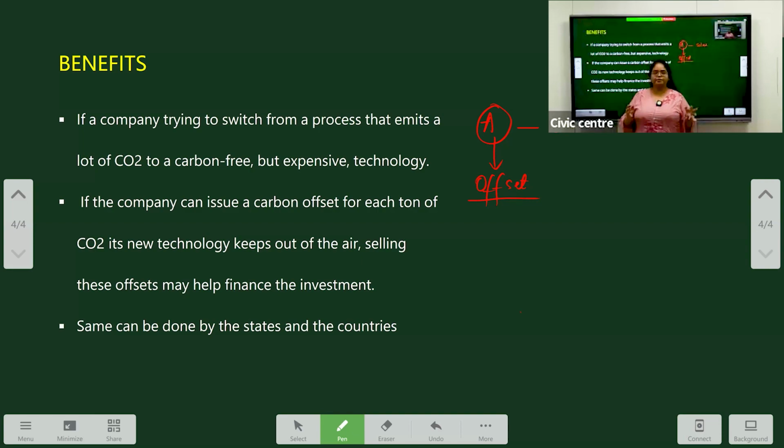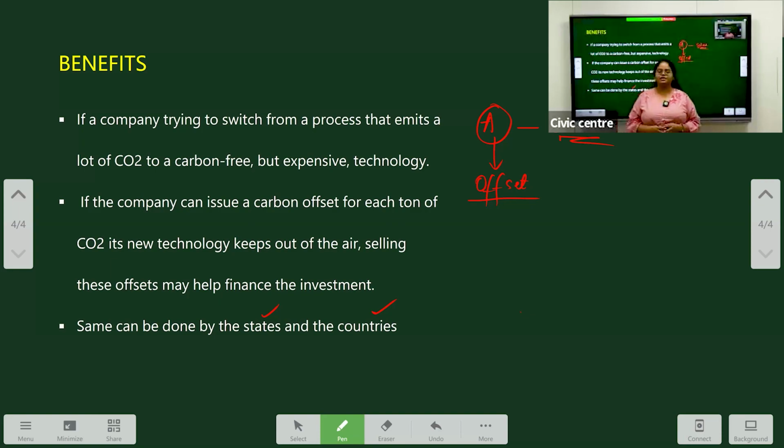That amount of carbon dioxide can be traded to other companies and that money can be used for the investment of the project. And the same can be done by the states and the countries. If a country is unable to reduce its emissions, it can buy the offsets from other countries or other states and other industries to maintain a global reduction in the emissions of the carbon dioxide.